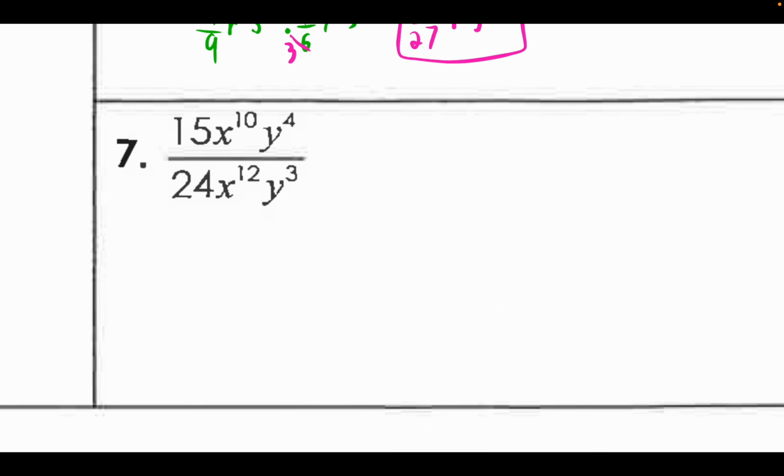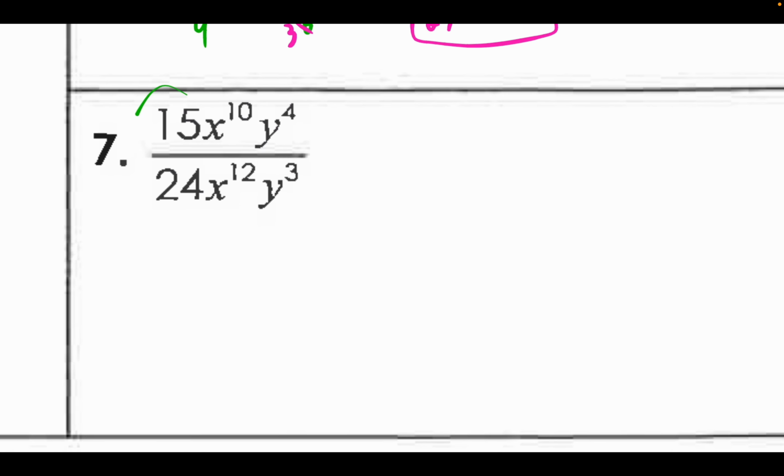Moving on to number 7 here. So 15 and 24 don't divide perfectly, but they do reduce by 3 to become 5 and 8. The x's and the y's, we have 2 ways to think about this. X's, 10 minus 12 is x to the power of -2nd. You could also think of it as, since there's more on the bottom, it'll end up on the bottom and call it an x to the positive second on the bottom right away. And then 4 minus 3 is y.